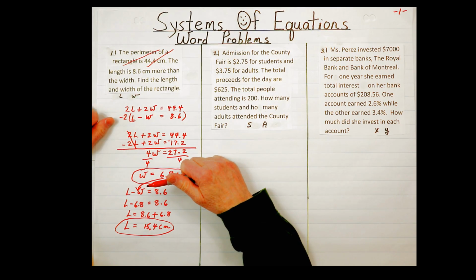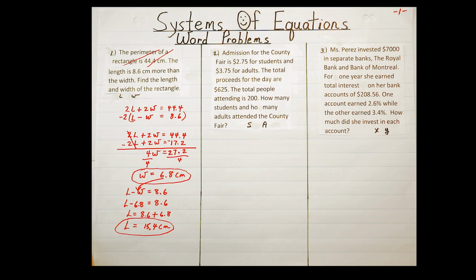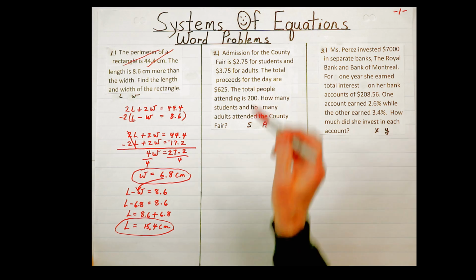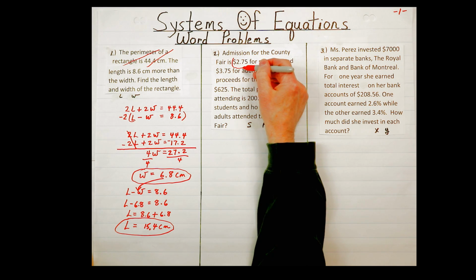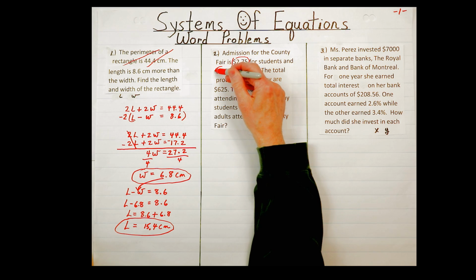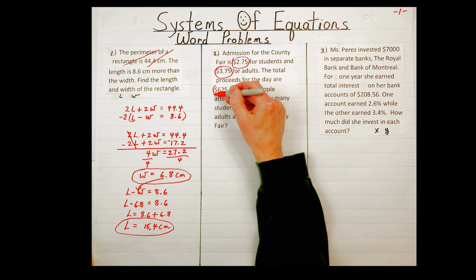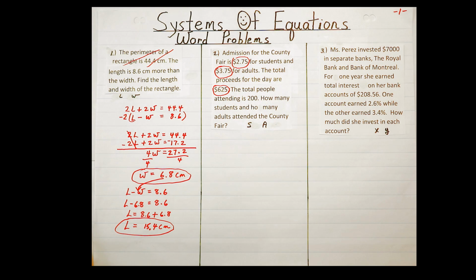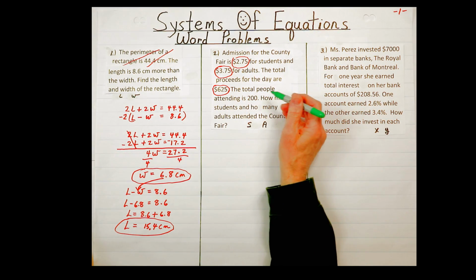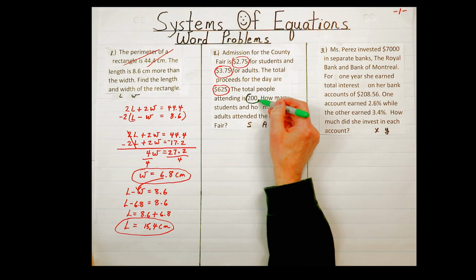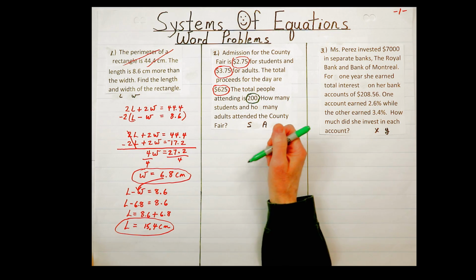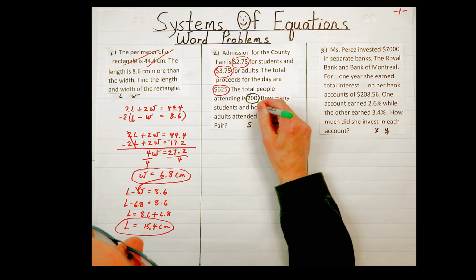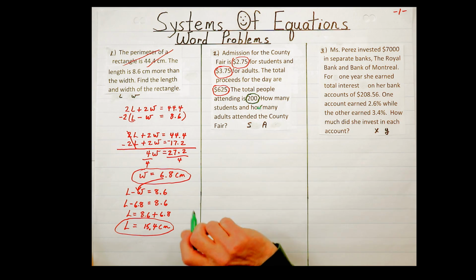Okay, the next question is about a county fair. Now I'm going to circle some numbers here. The red numbers are part of one equation. Okay, and the green is going to be part, that should be a W here. Sorry about that.